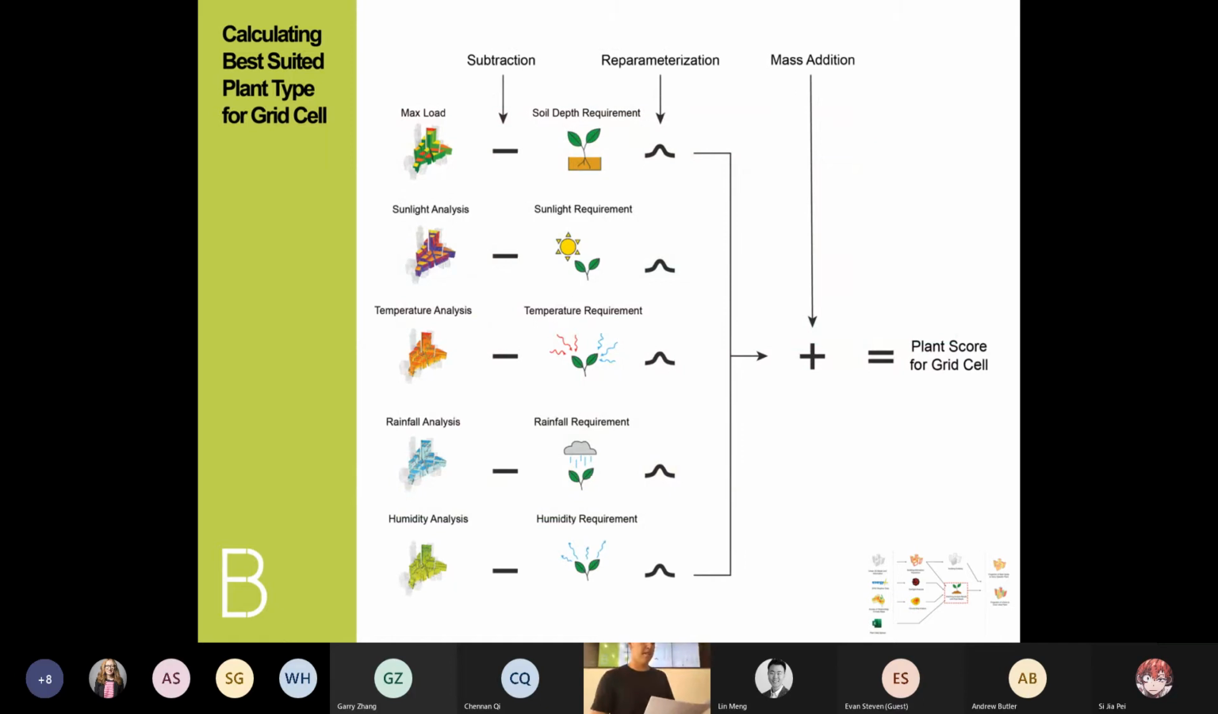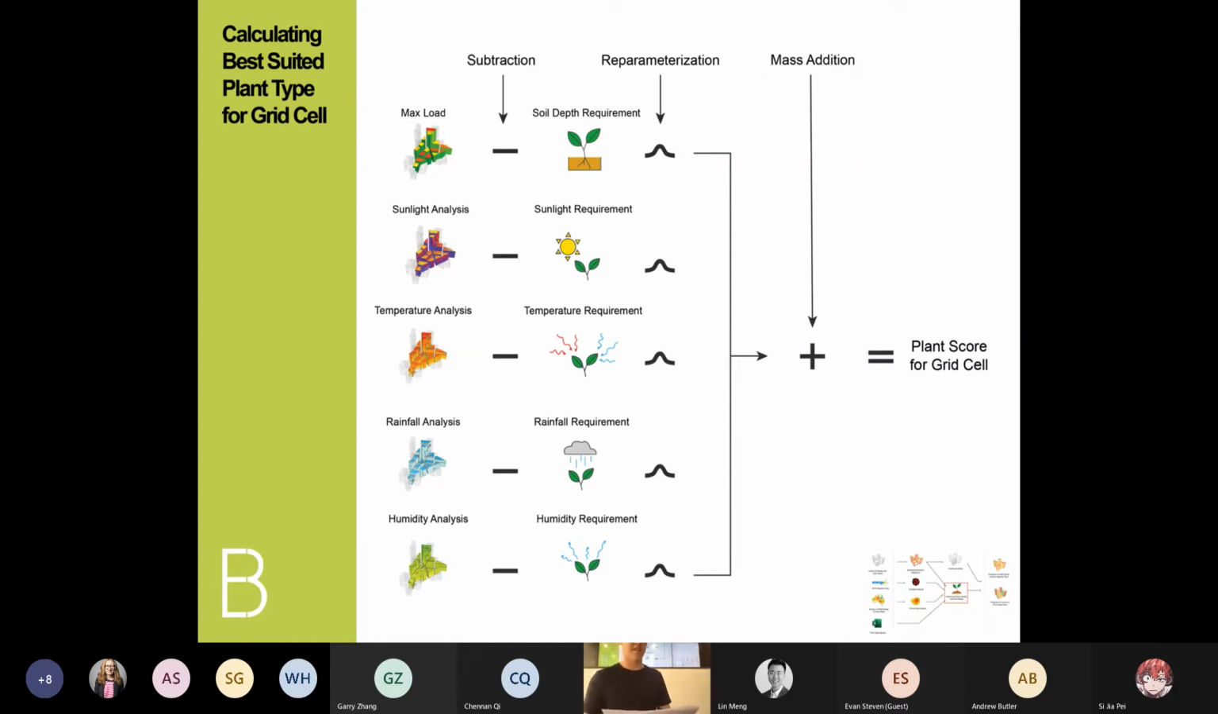So now we have an analysis value for each grid cell on the site and a set of plant types and their needs. To find out what plant is best suited for each grid cell, we can subtract the plant need values from the analysis result values. Because each value is in different units, we need to reparameterize them so each value is weighted equally. Then the values are added together for each plant type. Simply, the plant with the lowest score is best suited for the specific grid cell. The plant with the second lowest score is second best suited, and so on.